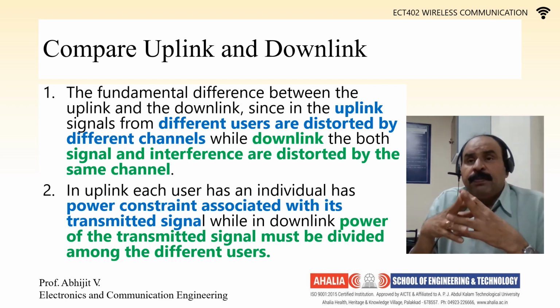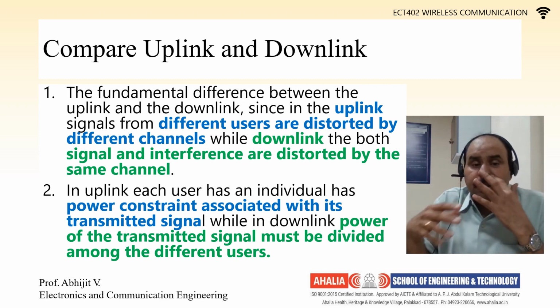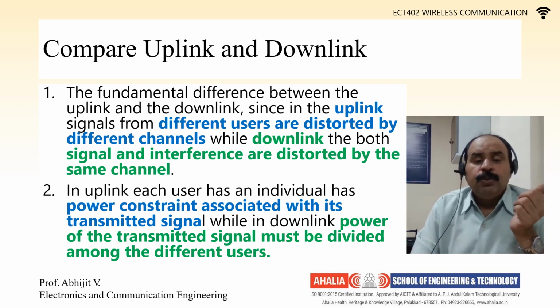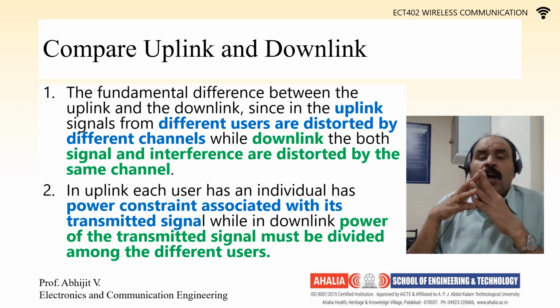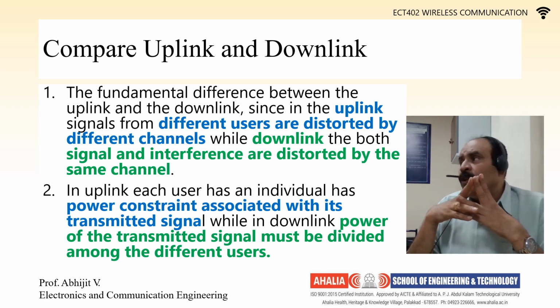The fundamental difference between the uplink and the downlink channel is that in the uplink, different users are distorted by different channels. In the case of downlink, signal and interference are distorted by the same channel.